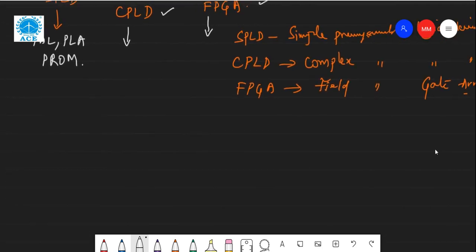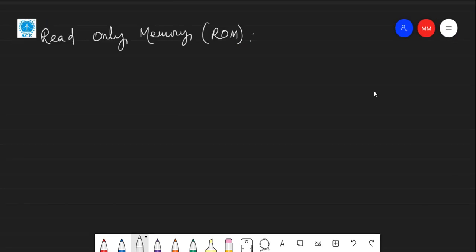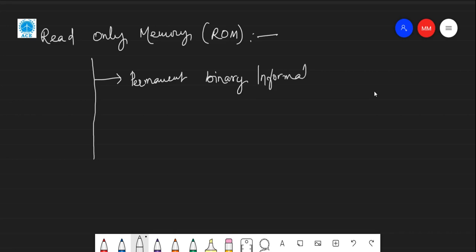So we'll see the first one, read-only memory, PROM, programmable read-only memory. The first one in the PLD classification is read-only memory. Let us see what this is. What do you mean by read-only memory? It is nothing but a memory stored in ROM. Generally it is called permanent binary information, which can be stored in ROM, but we cannot modify it simply. So it is nothing but permanent binary information.